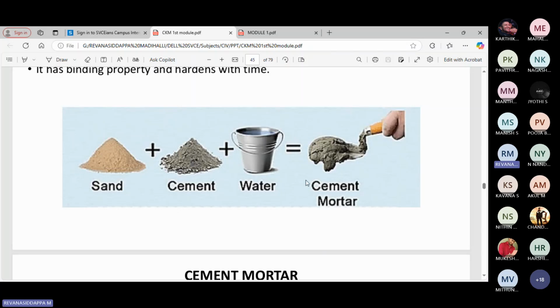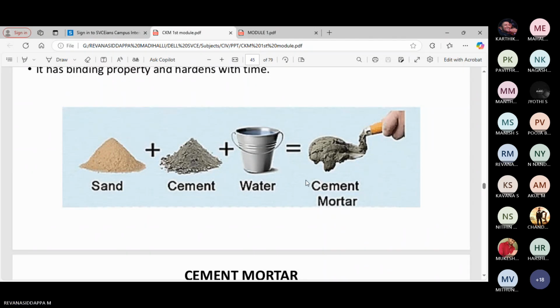The main uses of this cement mortar: it has several applications. Basically, it is used for construction of masonry walls, to join the bricks, to join the layers of the bricks, horizontally as well as vertically. We will use this mortar.